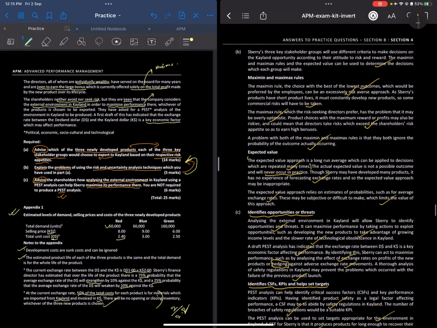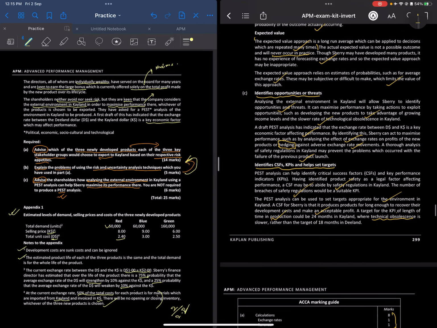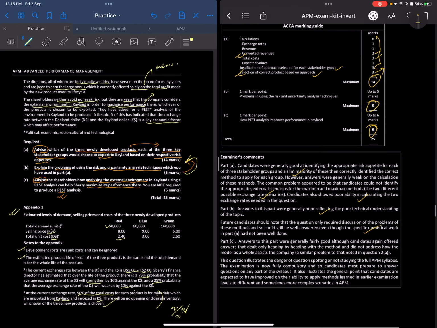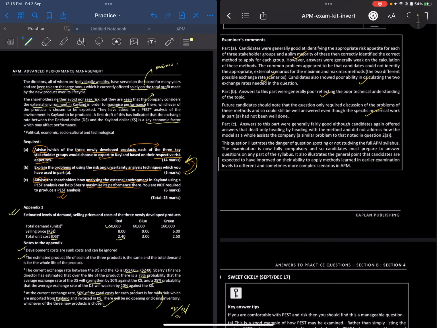Because it's more about, not really the earlier approach, not the numerical discussion, but still, yeah. Okay, and then answers to this part were fairly good enough, although candidates again offered answers that dealt with only heading by heading with the method and did not address how models as a whole assist the company. You see, the model as a whole, how does it assist the company? It does not say that.